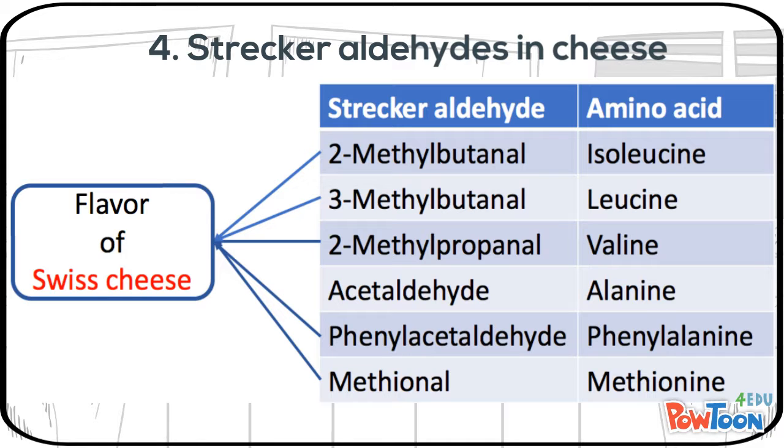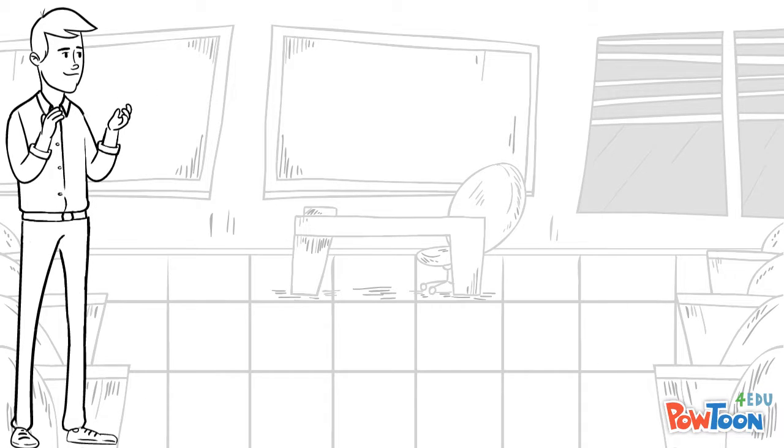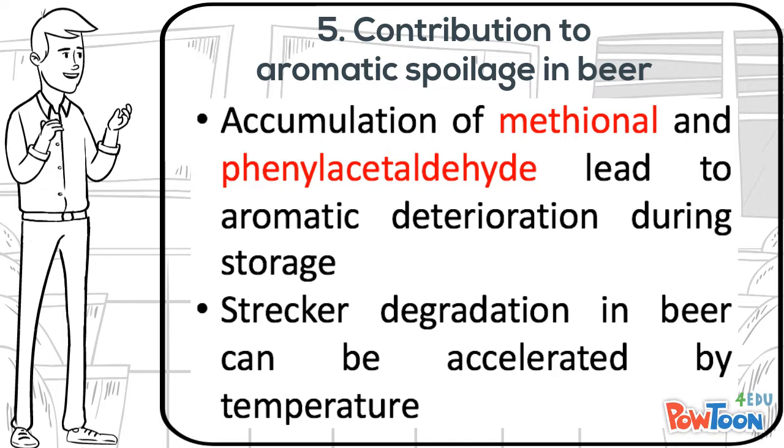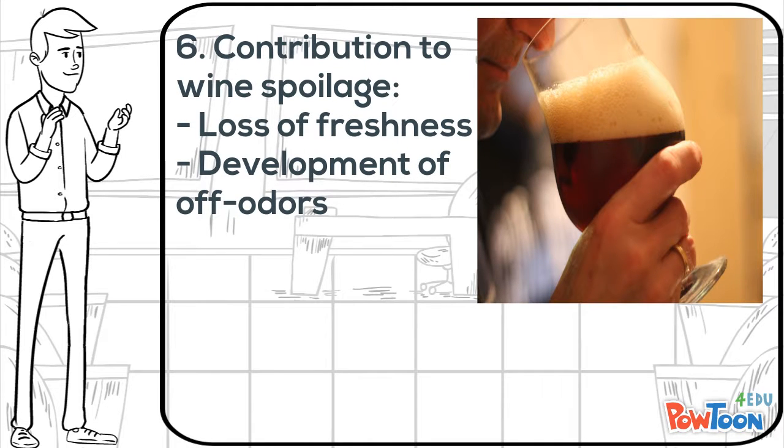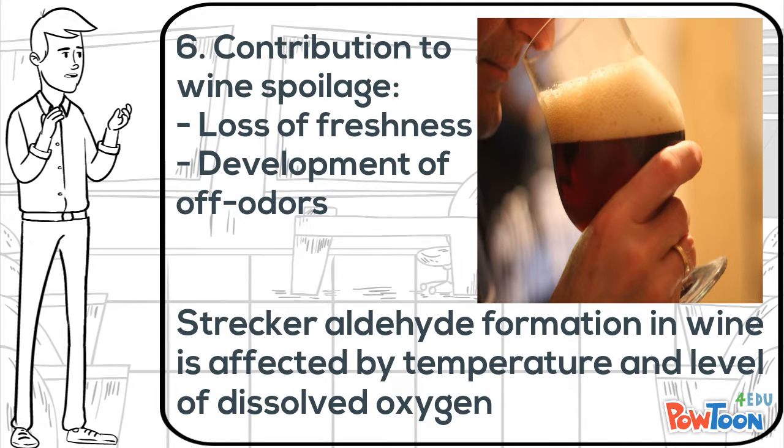Besides the contribution to flavor of some dairy products, Strecker aldehydes also contribute to the aromatic spoilage in alcoholic beverages. The accumulation of methional and phenylacetaldehyde in beer during storage can lead to aromatic deterioration. The Strecker degradation in beer can be accelerated by temperature, so a higher storage temperature will result in faster Strecker degradation. So to increase the shelf life of beer, the storage temperature should be controlled. On the other hand, Strecker aldehydes were also found in wine. They contribute to wine spoilage by decreasing the freshness and inducing off-odor development. The formation of Strecker aldehydes in wine is affected by temperature and the level of dissolved oxygen.